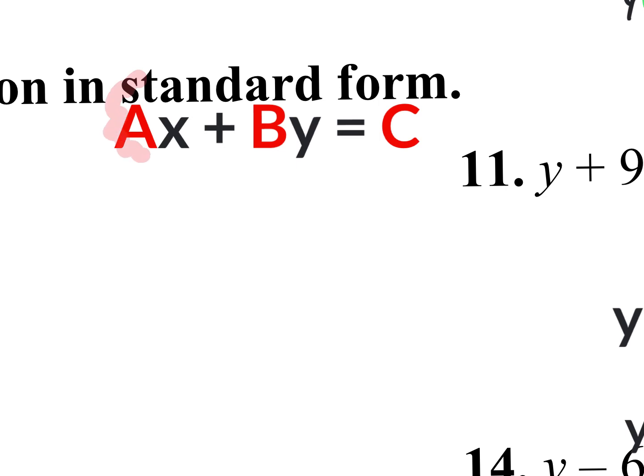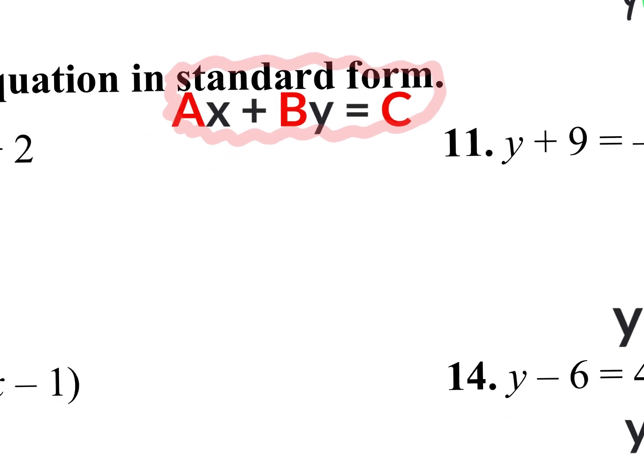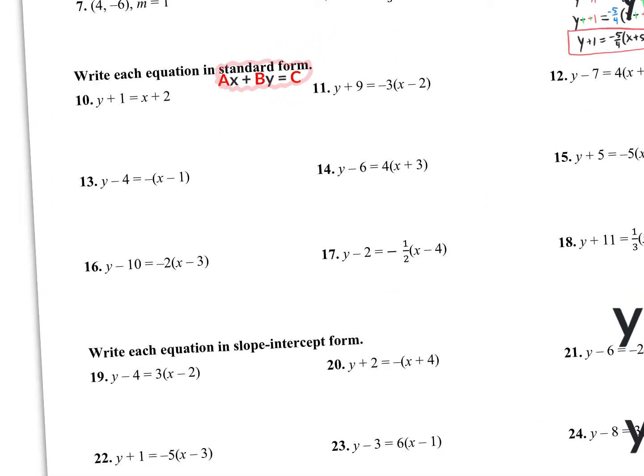I'm just going to circle it with the highlighter. That's your standard form. So this whole middle section of the worksheet, you don't want parentheses, you don't want fractions, you don't want decimals. You want your x's and your y's on the left side and your numbers by itself on the right side. So pick any question you want from this middle section.